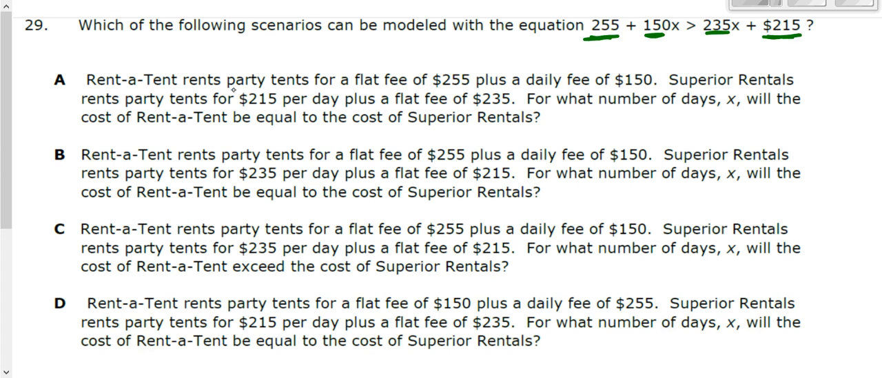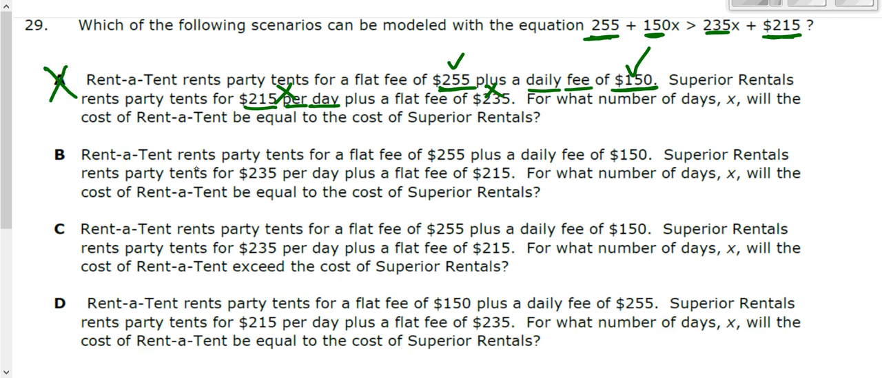So Rent-A-Tent rents party tents for a flat fee of $255. Okay, that's good so far. Plus a daily fee of $150. A daily fee means it's happening more than once, so this would be my rate of change. Great, they go together. Superior Rentals rents party tents for $215 per day. Well, $215 per day doesn't represent what I see here. Plus a flat fee of $235. Okay, so this isn't working, because I need my $235 to be my rate of change. So A is not correct.